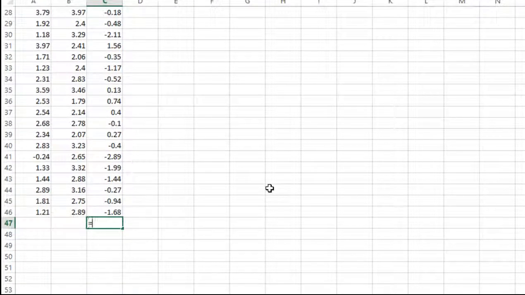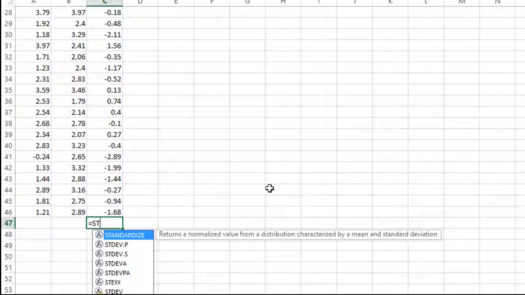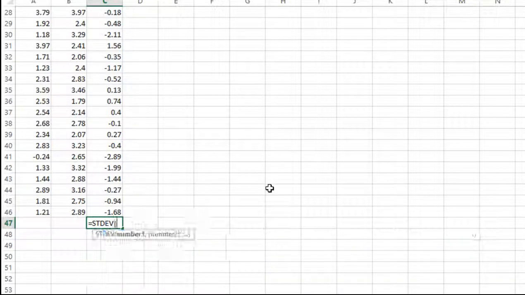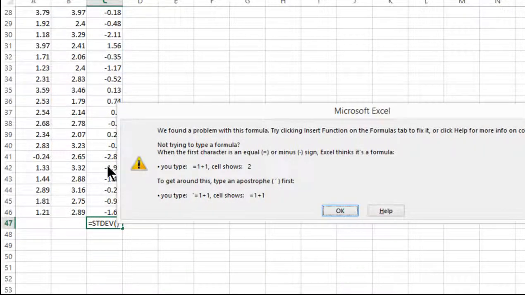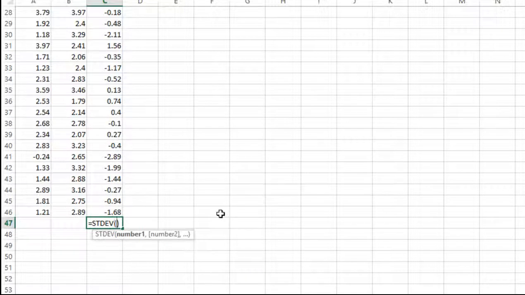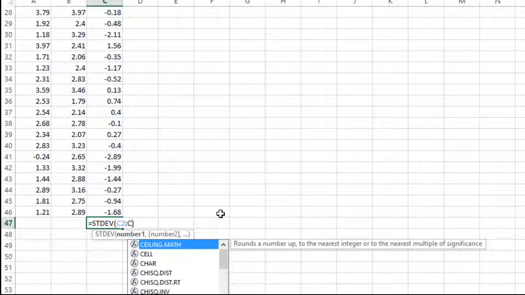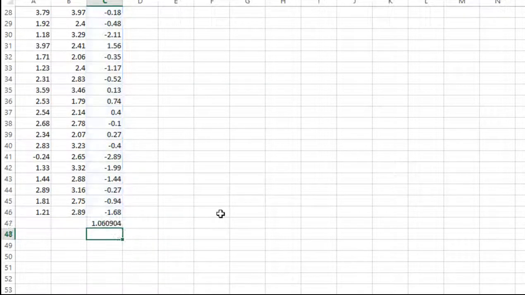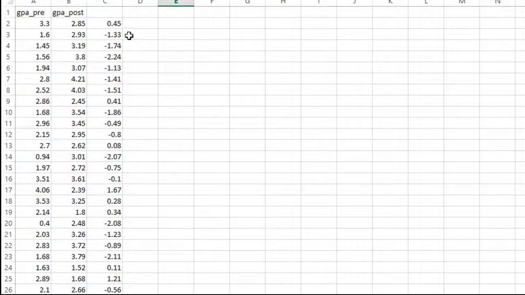To calculate a standard deviation, you just have to use this function here, STDEV, open parentheses, close parentheses, and then put the range of values you want to include in it. So it's column C2 to C46. And here's the standard deviation, 1.061. Let's go to 3 decimal places. 1.061 is the standard deviation of the difference scores from pre to post GPA.